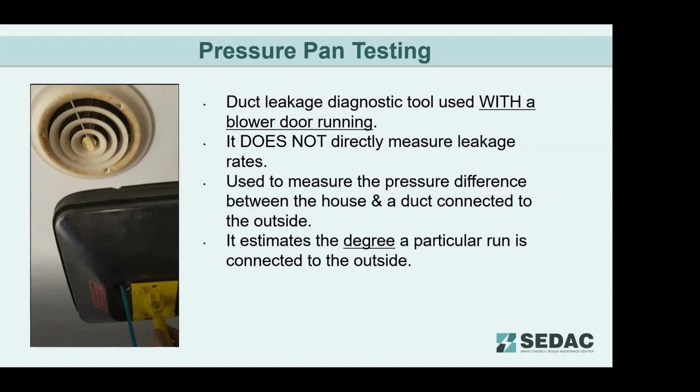So let's say we have 4 or 5 different supplies in the ceiling. We test each one of these with our pressure pan, and kind of like the zone pressure test, we expect a low number. If it's a high number, then we know we have an issue. And we can do a little bit of duct sealing to actually seal up the building.